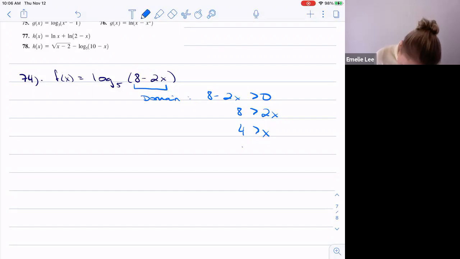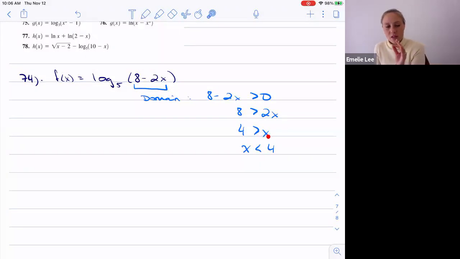So x has to be less than 4. In fact, let's write it like this: x has to be less than 4. Notice that the arrow just follows that x around, even when I switch it. It's just easier to read it that way. If we let x be 3, for example, that's less than 4. 8 minus 2 times 3, 8 minus 6, that's 2. That's allowed. So that's how I'm going to make sure that my inputs are actually in the domain.